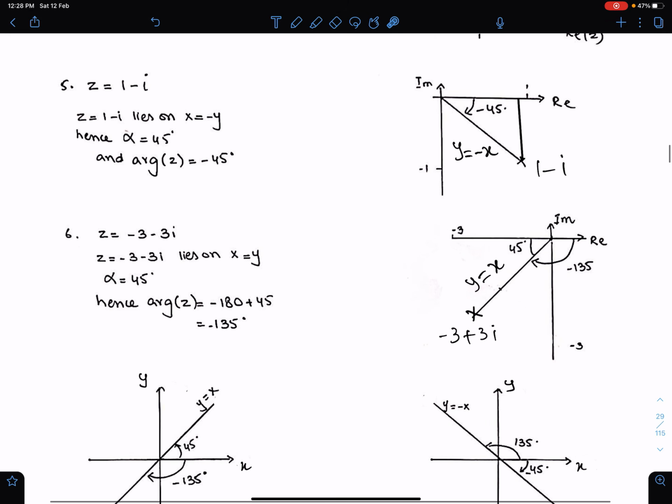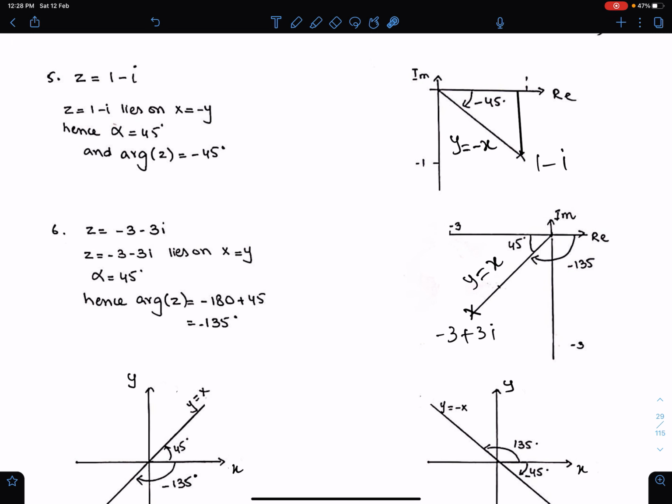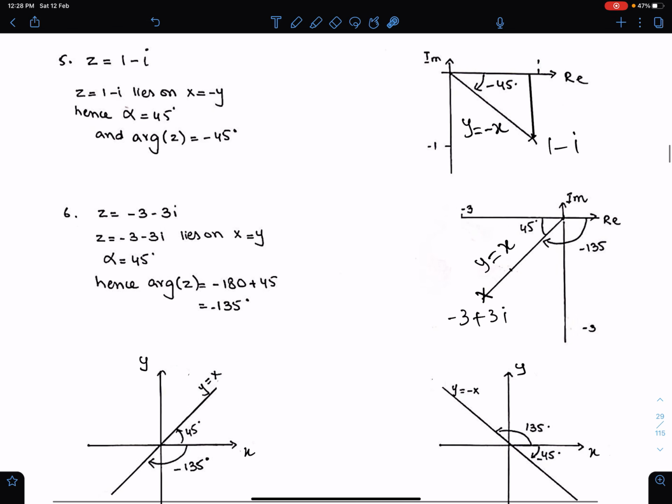So when the numerical values of real and imaginary parts are same, you just need to identify the right equation. The equation could be either y is equal to x or y is equal to minus x. In this case, the equation is y is equal to minus x, whereas in this case, the equation was y is equal to x.